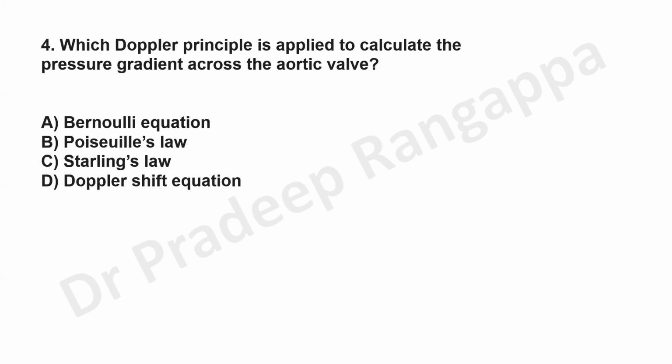Which Doppler principle do we adopt to calculate the pressure gradient across the aortic valve? Is it Bernoulli's equation, Poiseuille's law, Starling's law, or the Doppler shift equation? Okay, very good. So A is the correct answer. My trainee Megha has given the correct answer. Bernoulli's equation is the right answer.